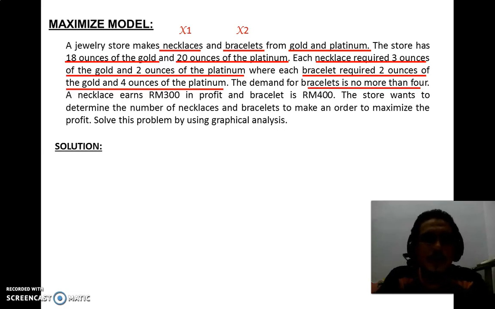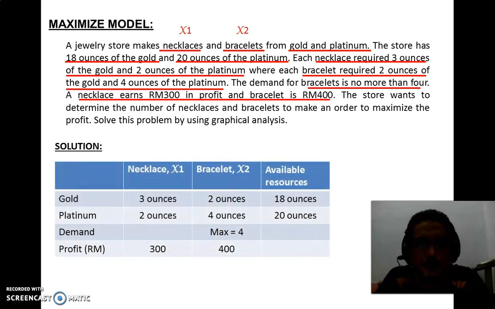Okay, so the necklace profit is 300 and the bracelet profit is 400. So this is the information we can get from the situation. Now, what we can summarize here is that S1 is a necklace and S2 is a bracelet. We have resource availability and three constraints.